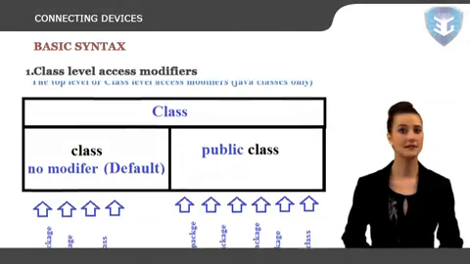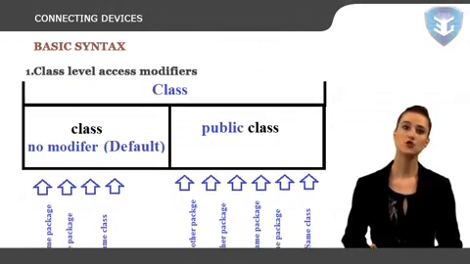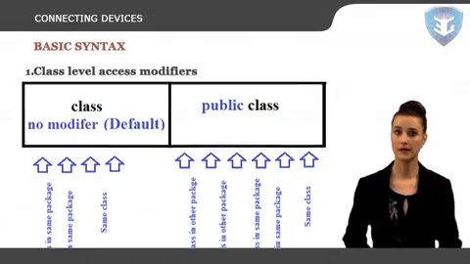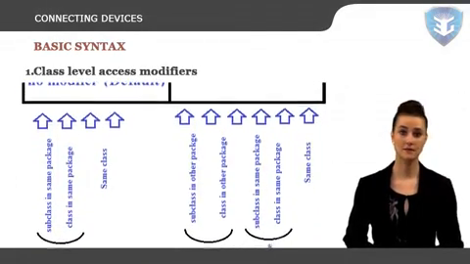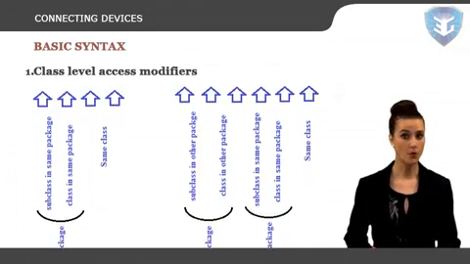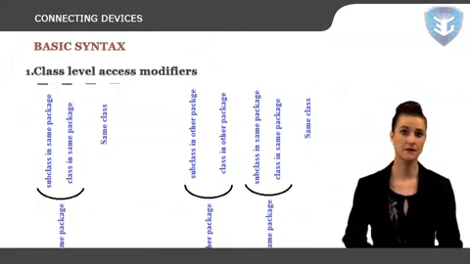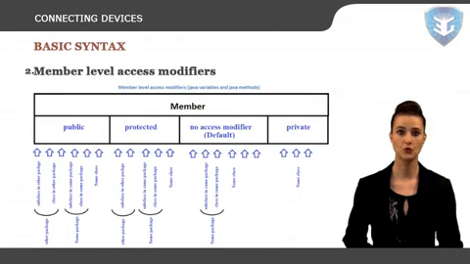1. Class-level access modifiers. Only two access modifiers are allowed, public and no modifier. If a class is public, then it can be accessed from anywhere. If a class has no modifier, then it can only be accessed from the same package. 2. Member-level access modifiers. Public and no modifier work the same way as at class level. Private, members can only be accessed within the class. Protected, can be accessed from the same package, and a subclass existing in any package can access.